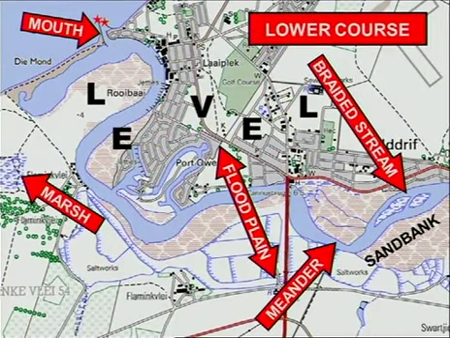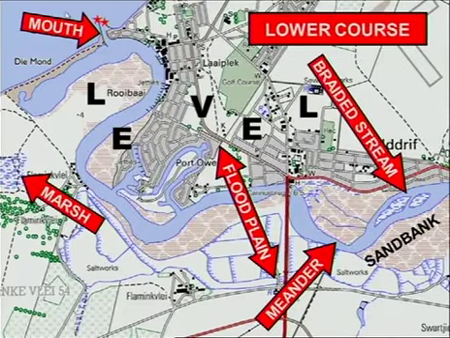Look at all the sandbanks here. Look at the marshes here. The sandbanks show you lots of deposition. What do I get here? The mouth, of course, at the sea. That is your most important fact, that this is in the lower course.